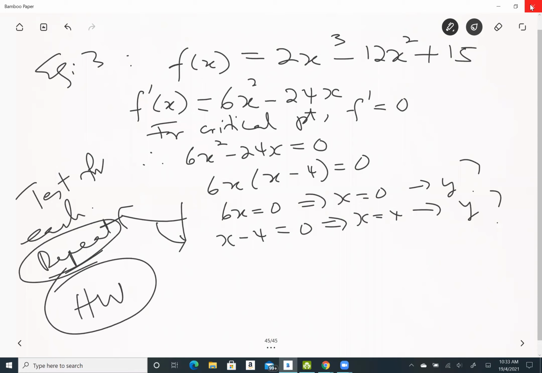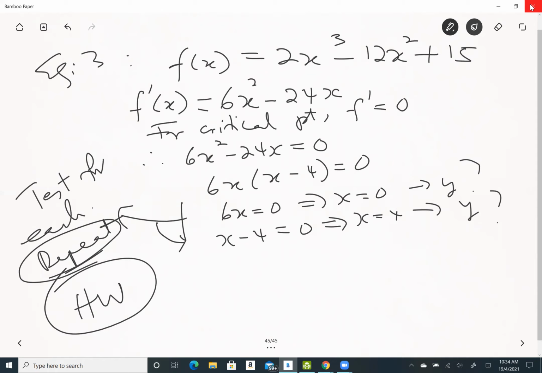That is just another homework question for you. Go home, finish it up. So you do the second derivative test. You do the second derivative, and then you evaluate the value of the second derivative at x equal to 0, and see what happened to the f double prime at that value. So you conclude whether you have a maximum or minimum. And then you repeat the test for x equal to 4, and then you do the conclusion. And then sketch the graph, okay?